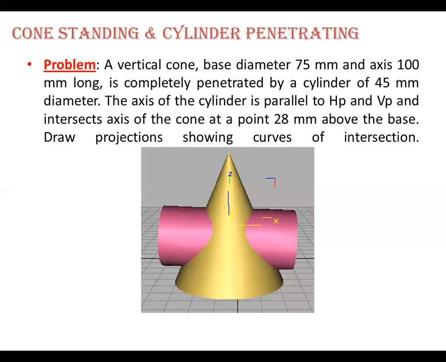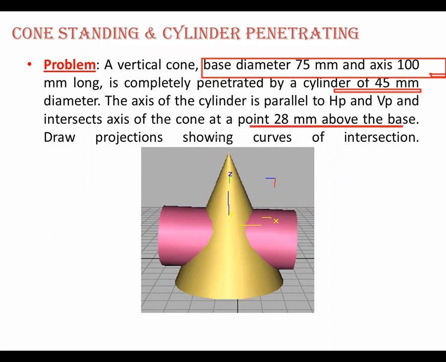The problem statement is a vertical cone base diameter 75 mm and axis 100 mm. It's completely penetrated by a cylinder of 45 mm diameter. The axis of cylinder is parallel to HP and VP and intersects axis of cone at a point 28 mm above the base. Draw the projections showing curve of intersection. This is the problem statement.